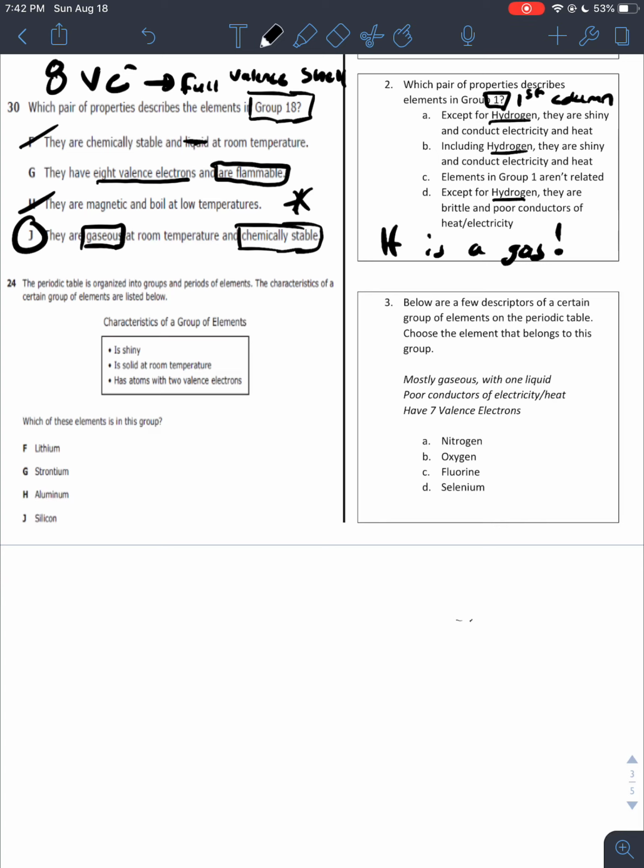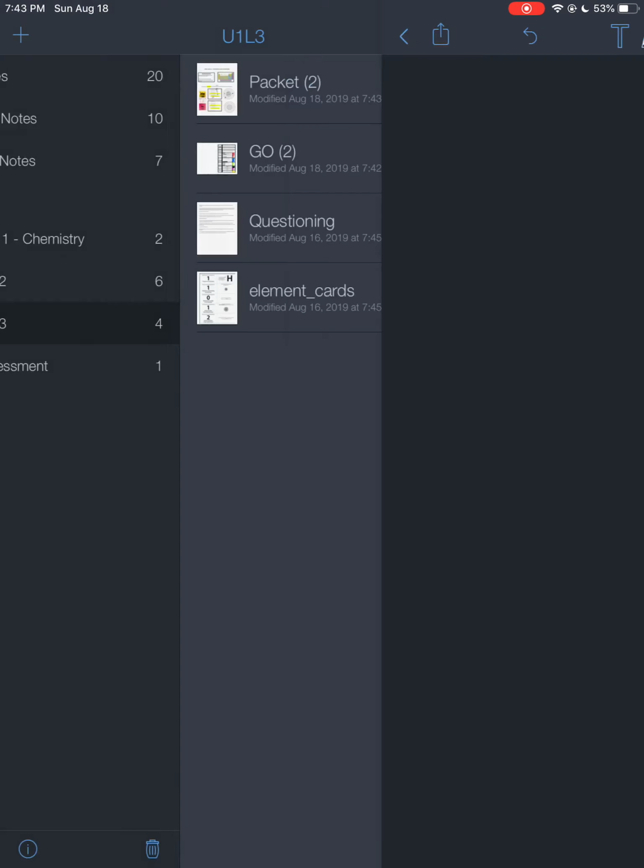All right, now that we've done question number 2, we should have seen the correct answer. And the correct answer here is A. All right, we're going to talk about why the correct answer is A. It says, except for hydrogen, they are shiny and conduct electricity and heat. My brain immediately picks up conducting electricity and heat as properties of metals.